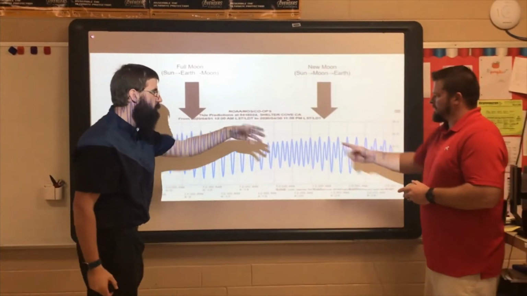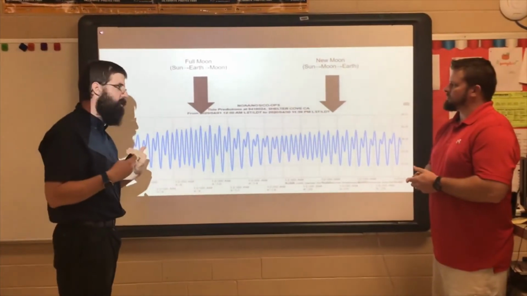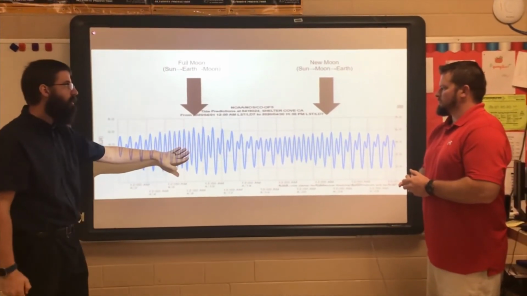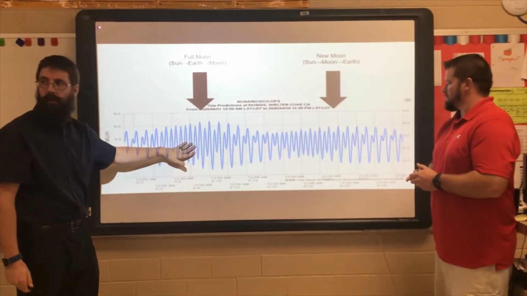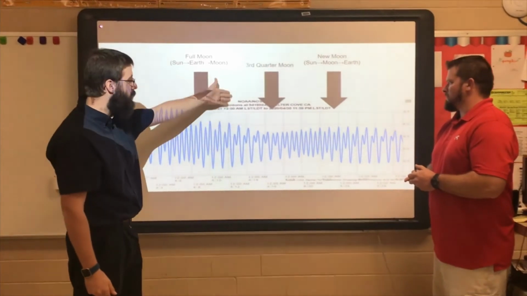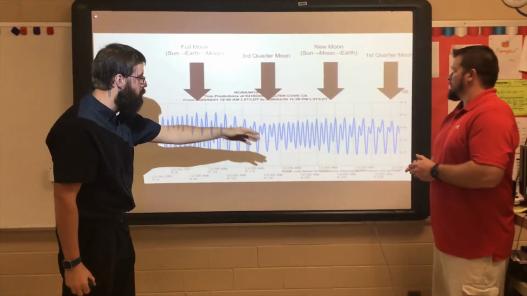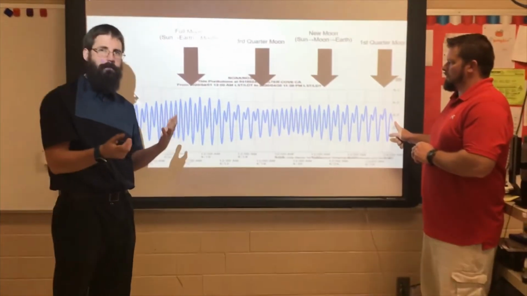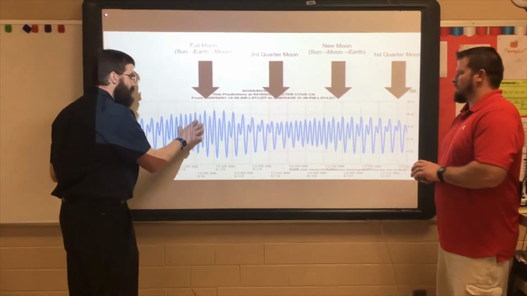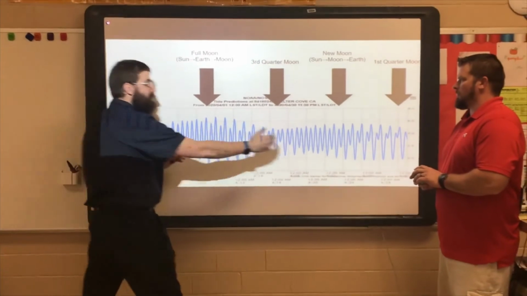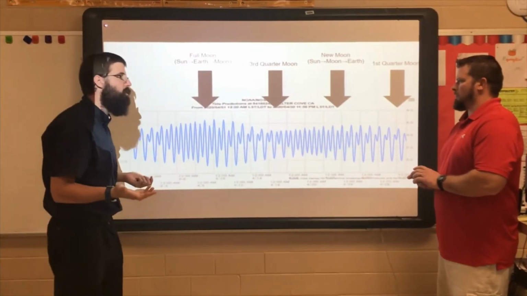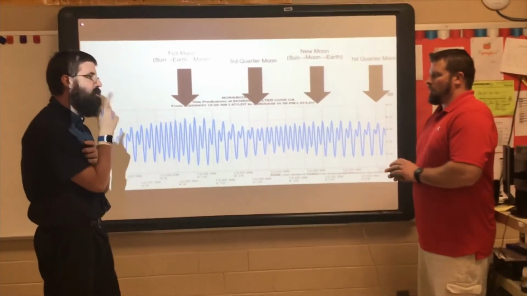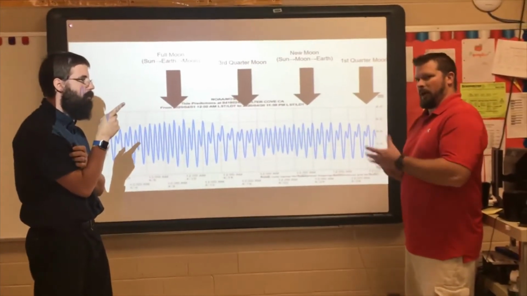And on the new moon, when the moon is in between the sun and the earth, we still have big changes, but they're not as big as the full moon. And when I look here at the third quarter moon and the first quarter moon, they're the smallest, and they're almost kind of the same. But what confuses me is right here, these should be the same if it was only the moon. But since they're not the same, that tells me it's not just the moon. So something else is gonna be working with it.